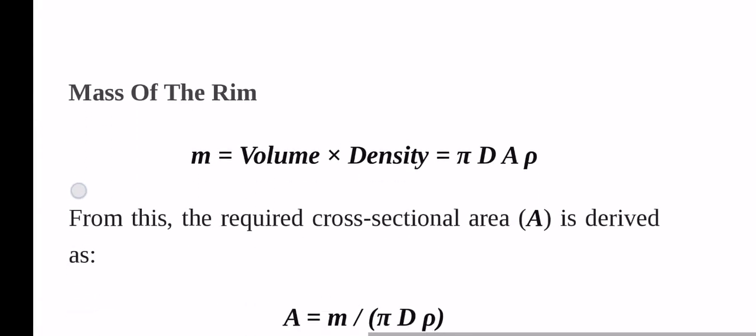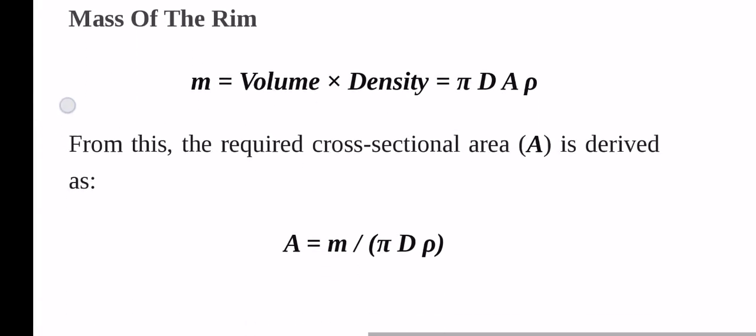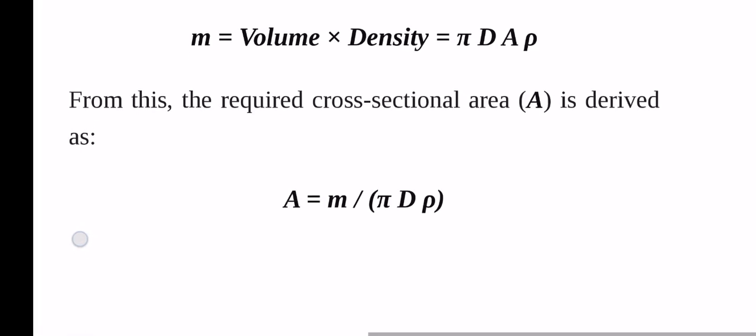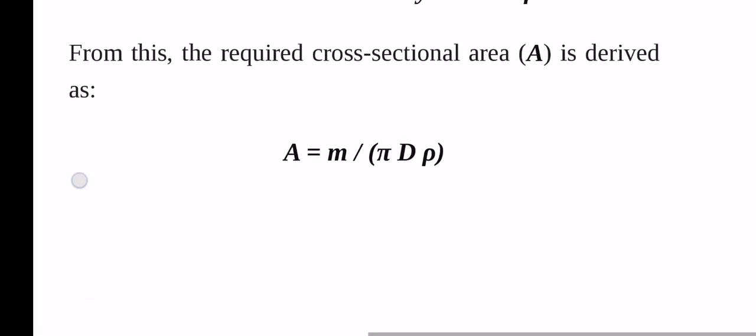Mass of the rim m equals volume into density, equal to pi d A rho. From this, the required cross sectional area is derived as A equals m by pi d rho.